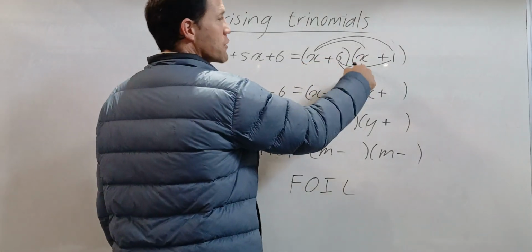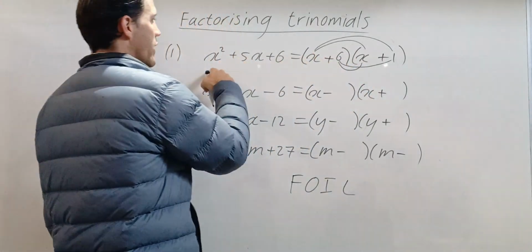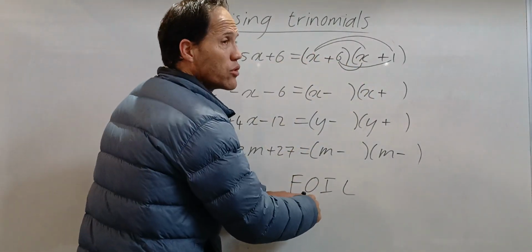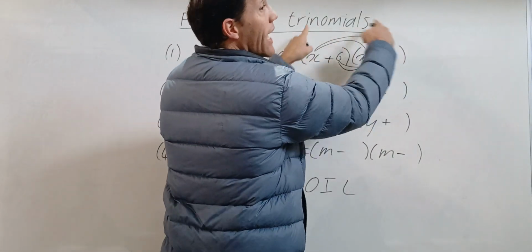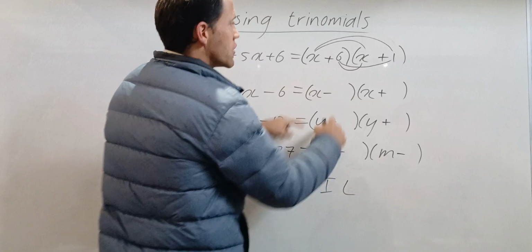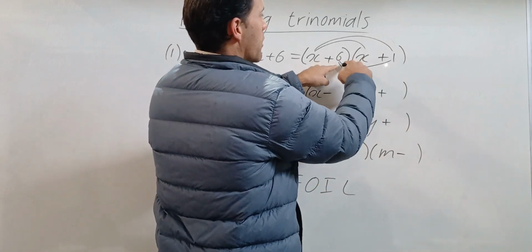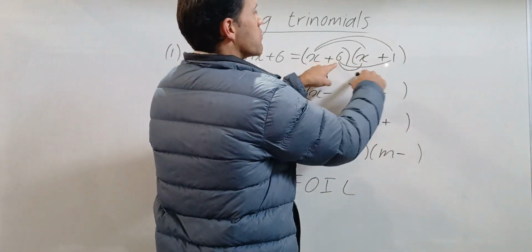So first one times first one gives you x squared. The O is for outer, the outer ones. The first one here times the last one is the outer ones. And then the I is for the inner ones. You multiply the inner ones. And then the L is for the last one and the last one.